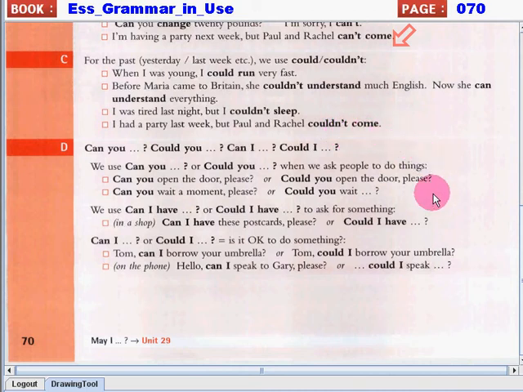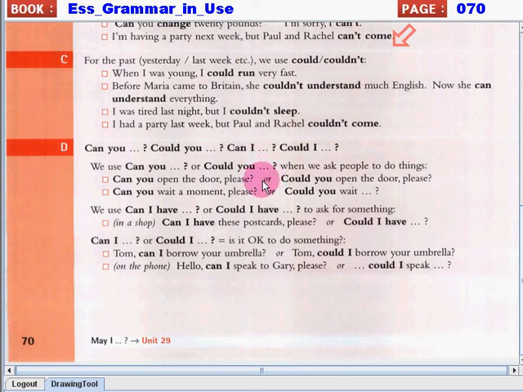Now, let's discuss some examples for question sentences. Can you? Could you? Can I? Could I? We use can you or could you when we ask people to do things. Okay, for example, can you open the door, please? Or could you open the door, please? Can you wait a moment, please? Or could you wait a moment, please? So, as you can see in this sense, the meaning is just the same. Asking or requesting for something.